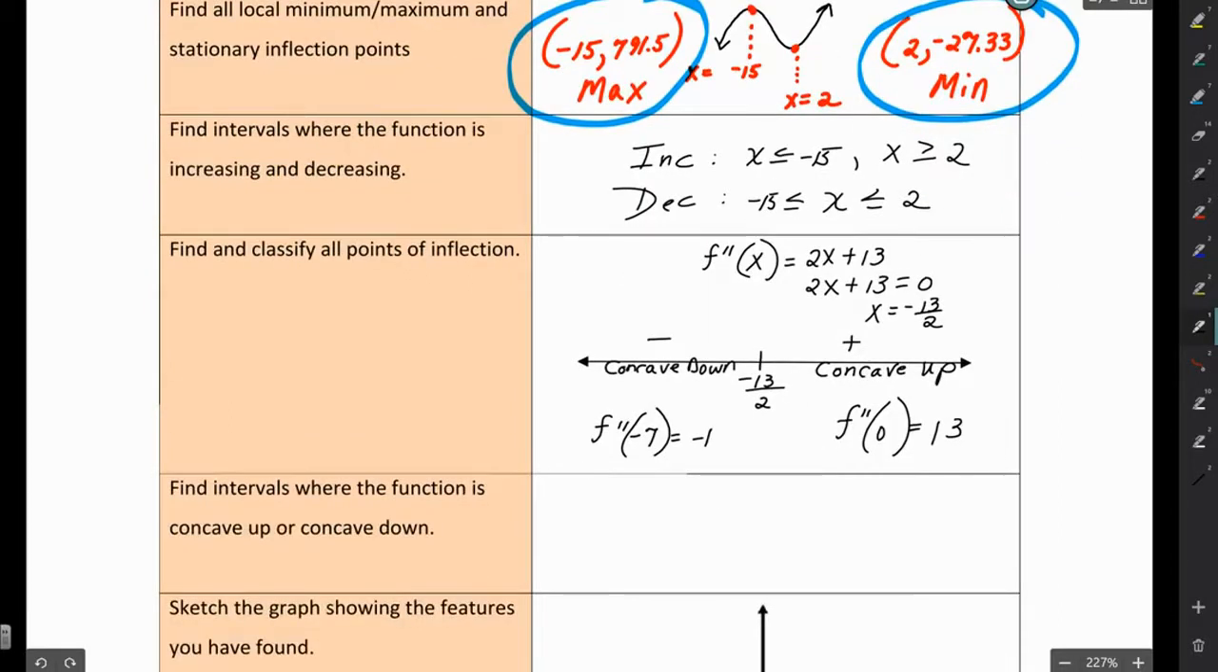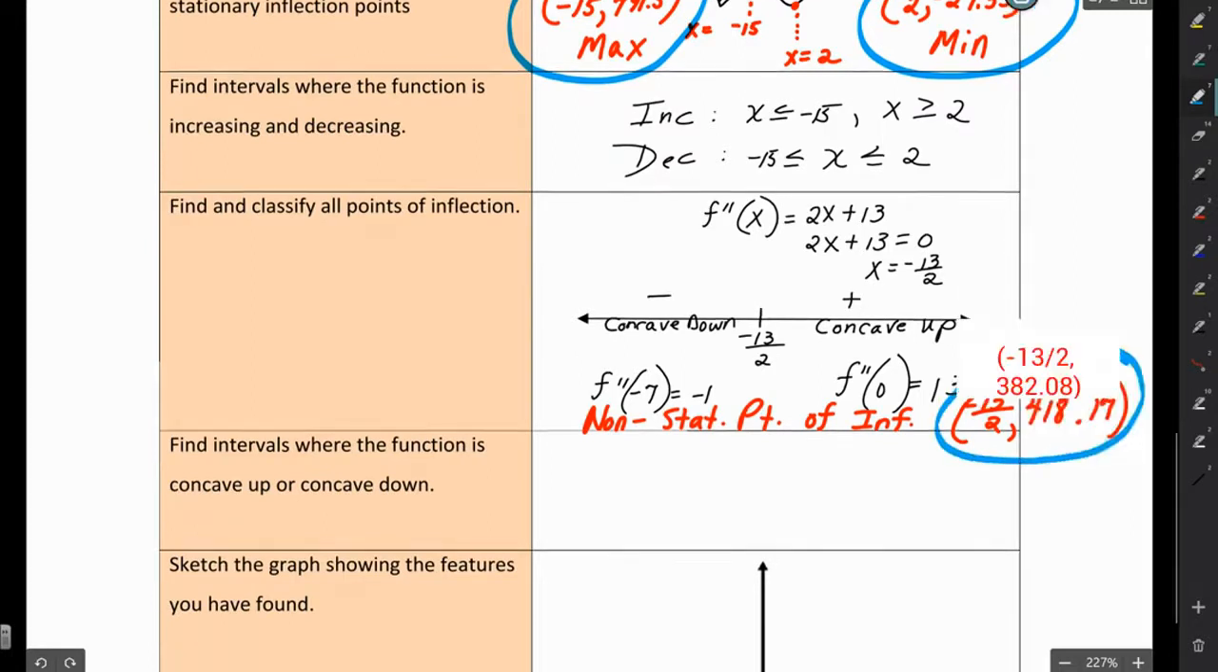All right, so we have identified a non-stationary point of inflection. Let's write that in red because that's important. Non-stationary point of inflection, and that happens at negative 13 halves. And I'm going to highlight that because that's another very important point for my graph.